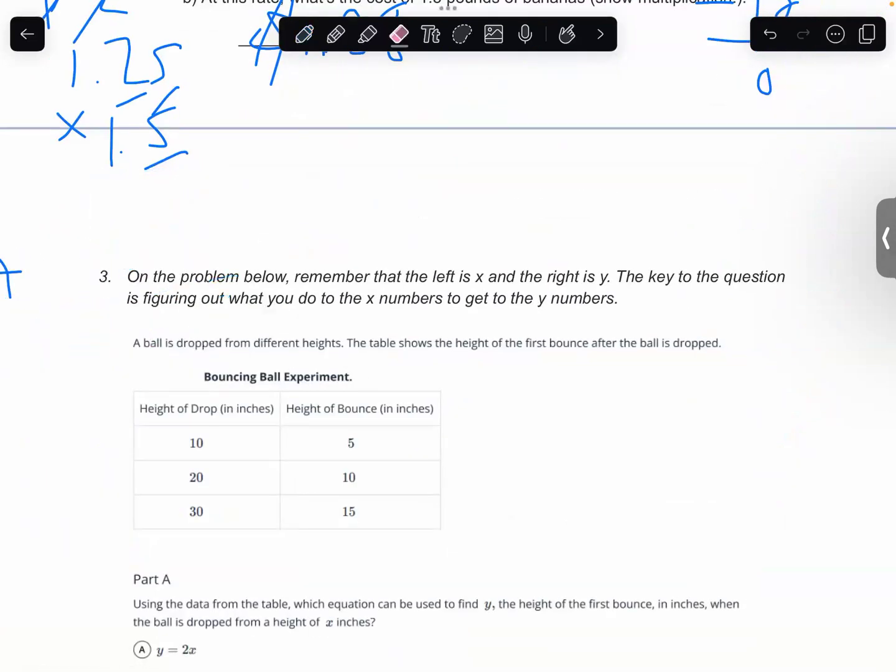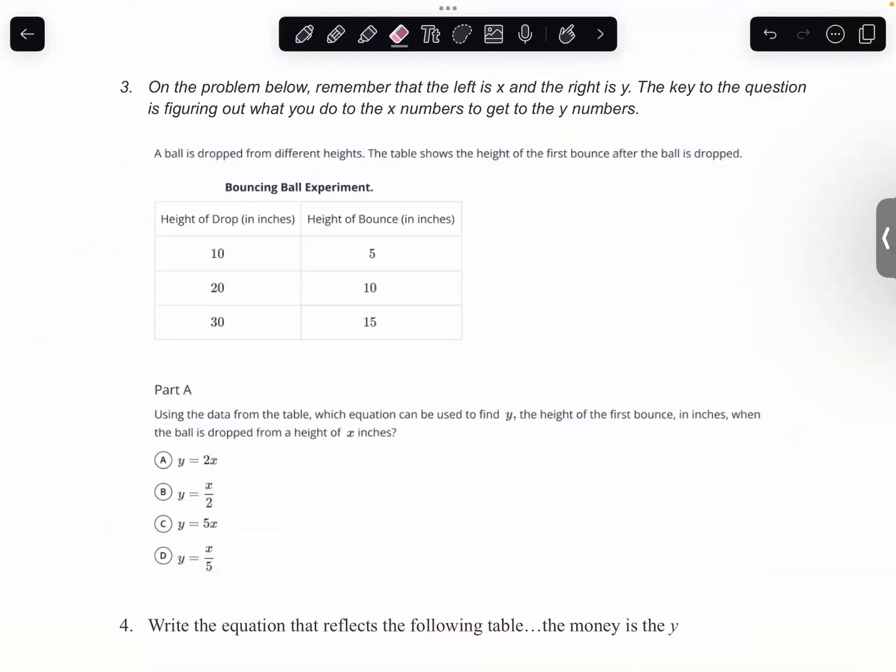All right. Next one. On the problem below, remember the left is the x and the right is the y. The key to this question is to figure out what to do to the x to get to the y. So we got x, y. What do we do? Will 10, is it minus 5? No, because the next one will be minus 10, then minus 15.